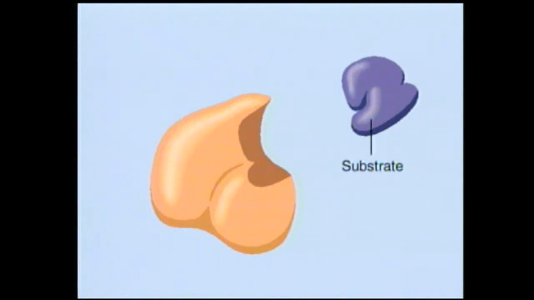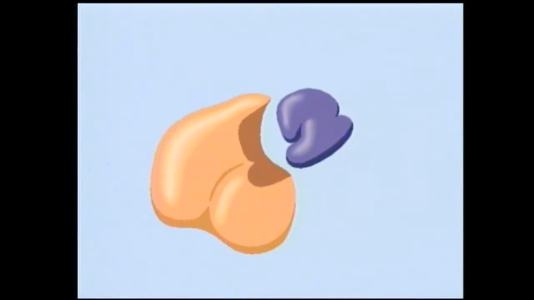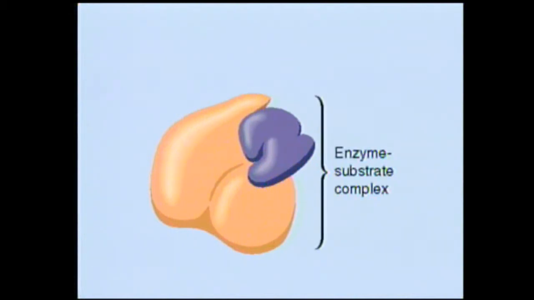This compound is called a substrate. Notice the shape of the substrate and the active site. They fit each other like a lock and key. In general, each enzyme's active site can fit only one kind of substrate, and so can speed up only one kind of reaction. The substrate attaches to the active site, forming the enzyme-substrate complex.